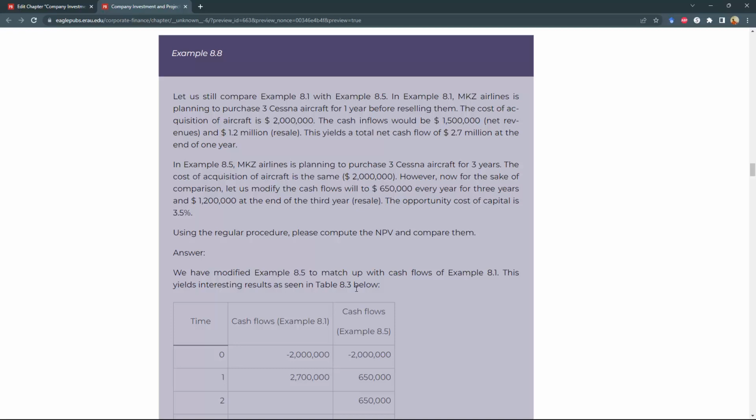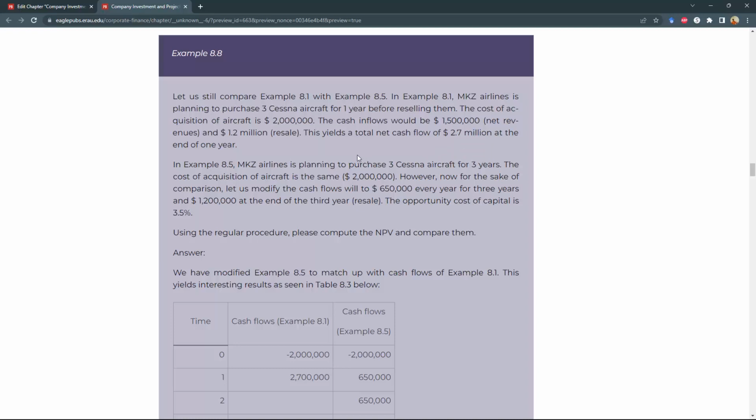Example 8.8. Let us still compare 8.1 with 8.5 as we did in example 8.7. In example 8.1, MKZ Airlines was trying to purchase 3 Cessna aircraft for $2 million, and the cash inflow would be $1.5 million after 1 year in terms of revenue and $1.2 million in terms of resale. So the total cash flow was $2.7 million.